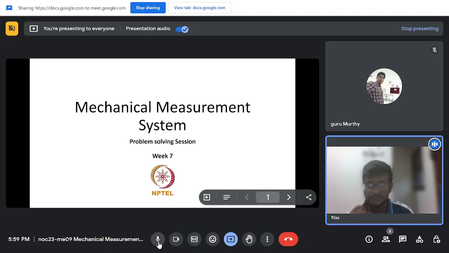So we'll start with the 7th week session. This will include the week 7 portion. So we'll have strain gauges, pressure measurement, and displacement measurement problems, and some MCQs are also there. So we'll see those one by one. And if you could answer, it will be better. We can have an interactive session.